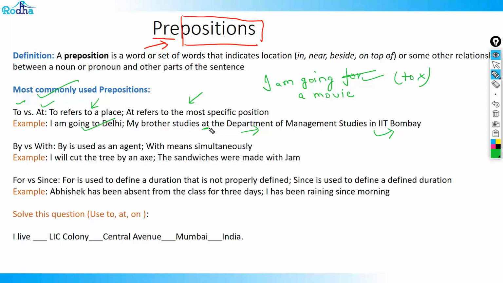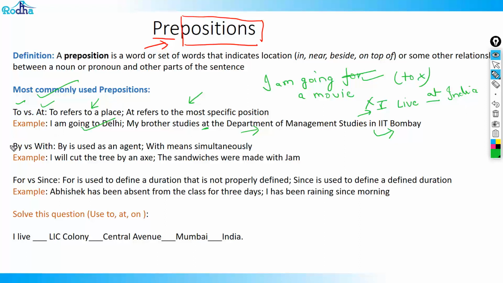Remember, you can only use at when you are referencing it relative to something. For example, if you say I live dash India, then you can't say at India, so then it will become wrong. For you to say at, you will have to reference India with something. So whenever you're referencing relatively, the most common element will take at.